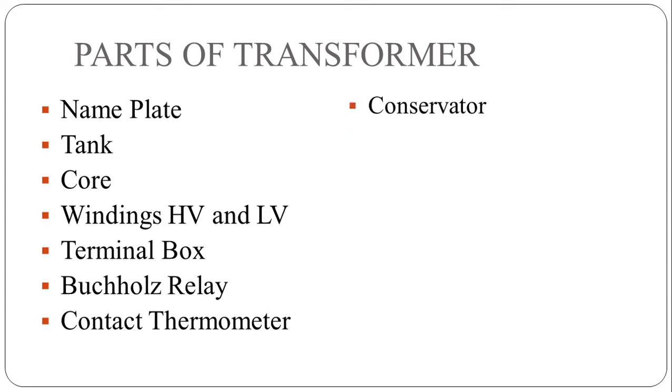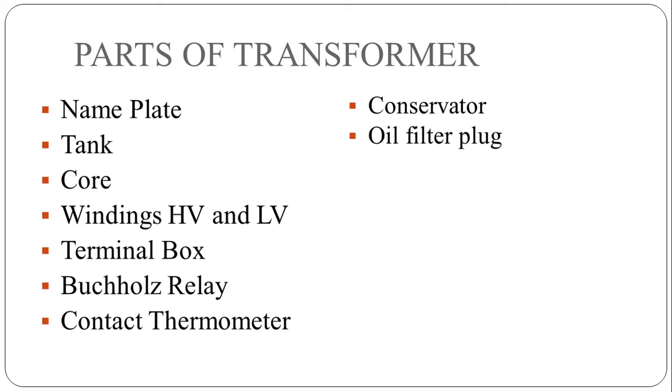Next is conservator. It is a cylindrical structure at the top of transformer. It is connected to the tank through a hollow pipe. It acts as a top-up device, or we can say that when level of oil falls inside the transformer tank, then it makes up that oil level. Also, it performs the function of taking care of expansion and contraction of transformer oil. The transformer oil expands on heating. So when oil expands, then this conservator takes the expansion of oil. Otherwise, transformer will explode due to oil pressure.